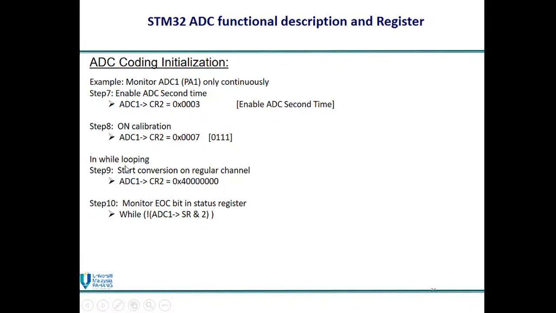For step 9 to step 10, this code is written in the while loop, continuously. Step 9 is to set bit 22 of CR2 to start the conversion on the regular group. It is important to note here that we need to use the OR symbol in the syntax, because we don't want to disturb the other bits in the CR2 register, that is the continuous and calibration bits.